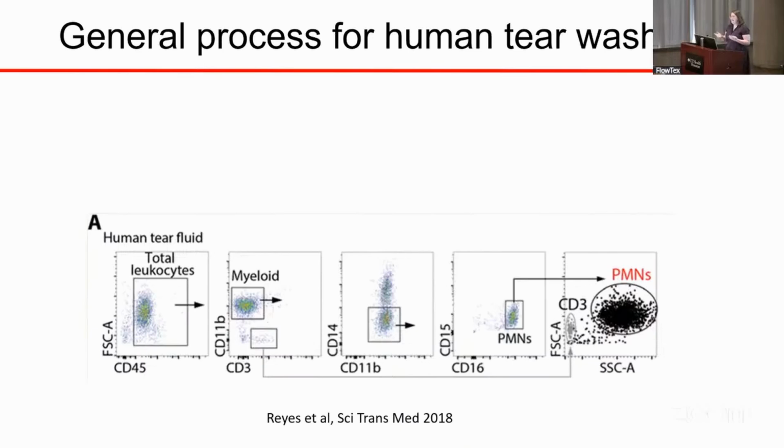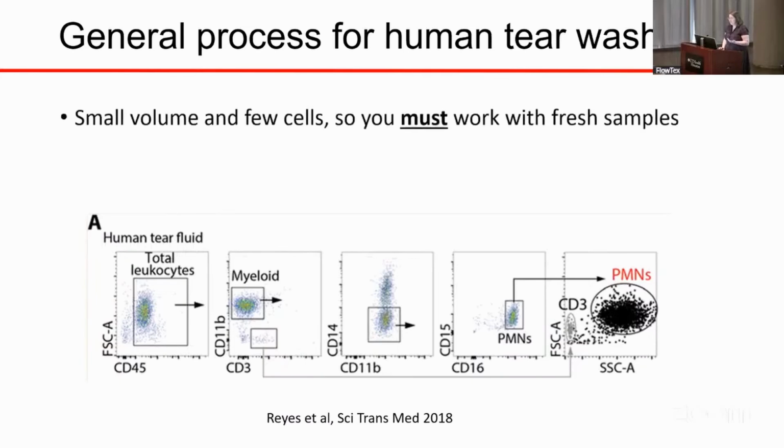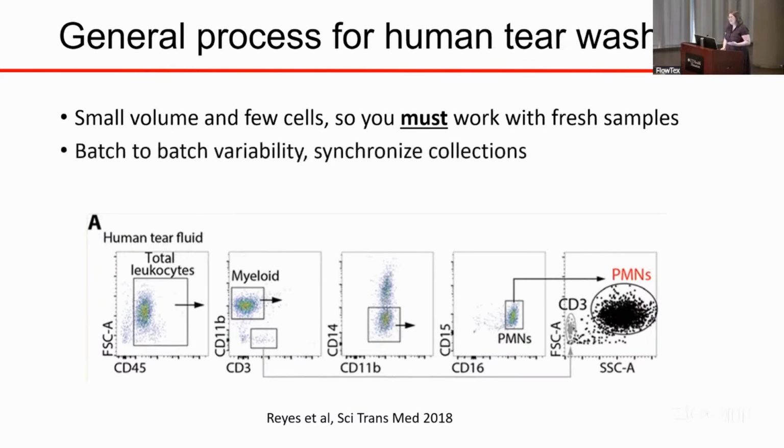When you're working with the human samples, there's actually, thankfully, not a lot of processing to do, but you have to keep some things in mind. For example, for human tear collection, there are very few cells and the volume is very small, so you cannot freeze these and work with them later. You have to work with fresh samples, which leads into the second problem, which is there is batch-to-batch variability. You know, humidity is different on different days, allergies might be acting up, and humans have very complex immune systems, and you're trying to account for as much of that as possible, hopefully by coordinating collection on the same day.